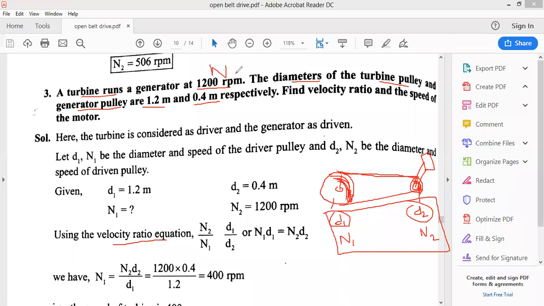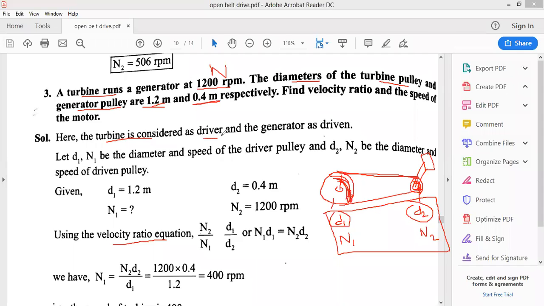The turbine pulley and generator pulley are 1.2 meters and 0.4 meters. Find the velocity ratio. Let us see what they have considered.